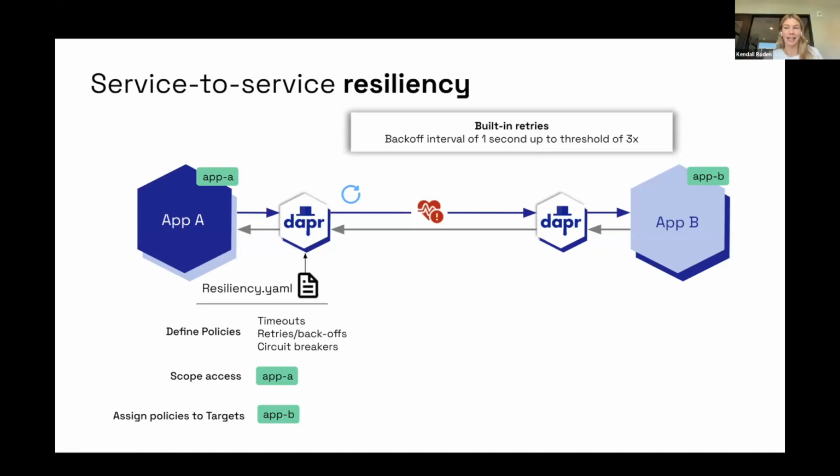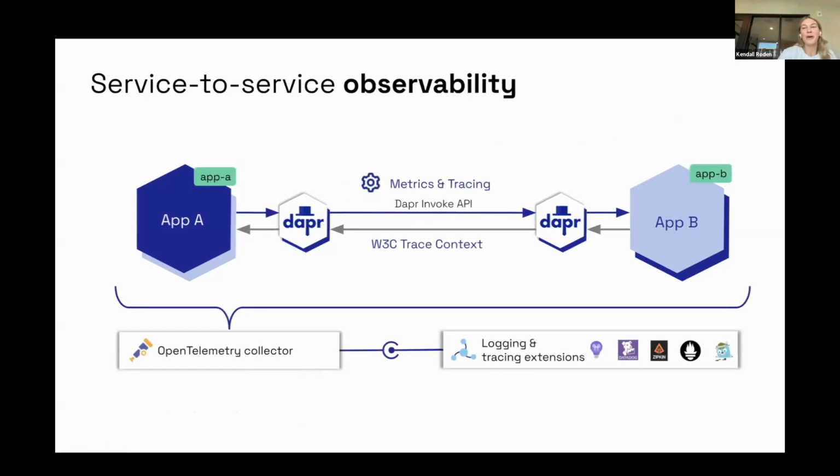So get excited. In addition to resiliency, we talked about observability being another important aspect of being able to do service invocation well in a distributed environment.